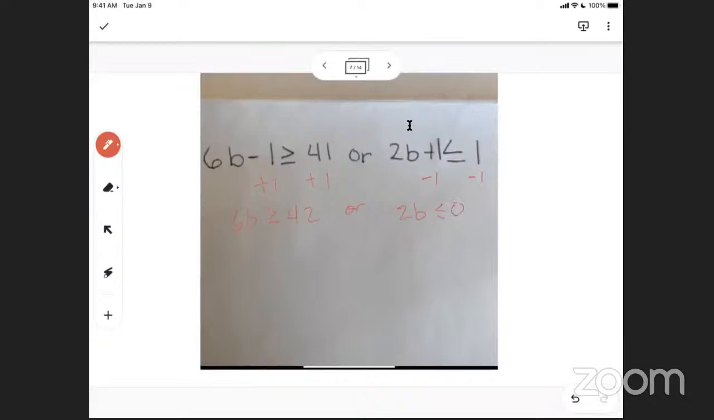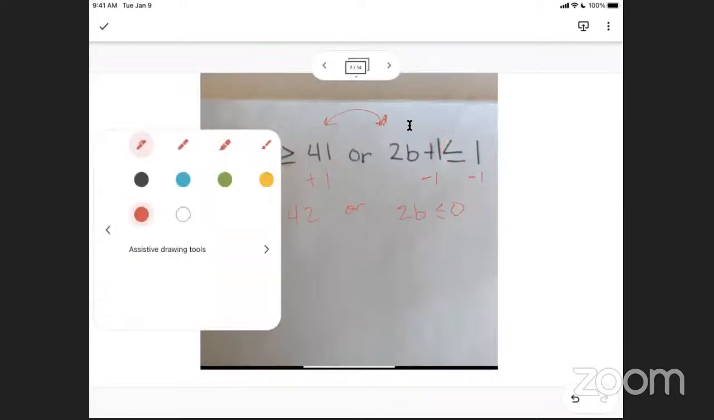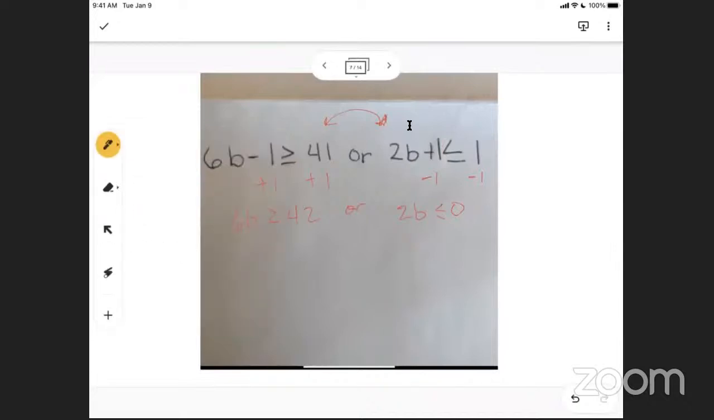Very good. Now, just so you know, they kind of wrote these in the reverse order here. They wrote the greater than on the left and the less than on the right. That's okay. We can fix it later. But just be aware of that. So now what's the next step? Now you're going to divide by 6 on both sides. Good.